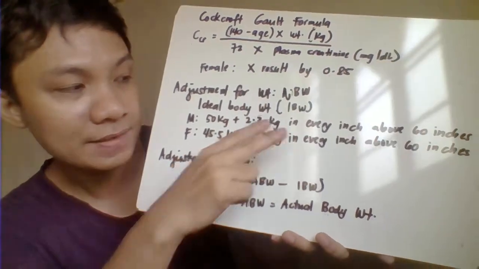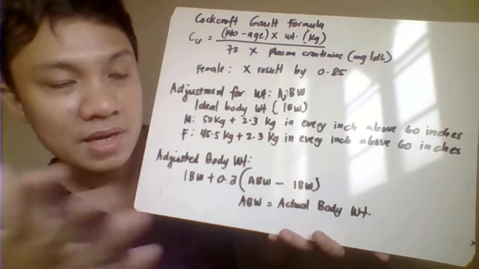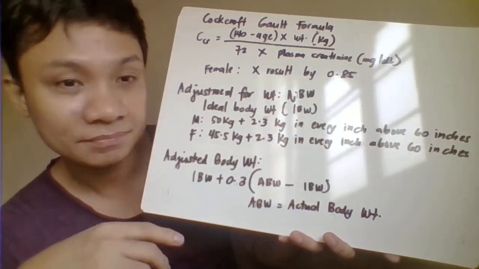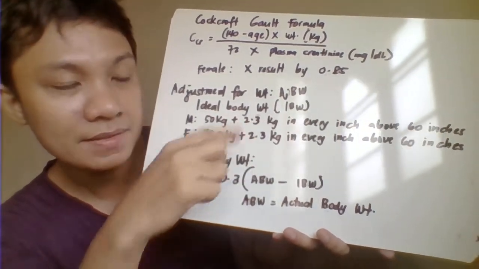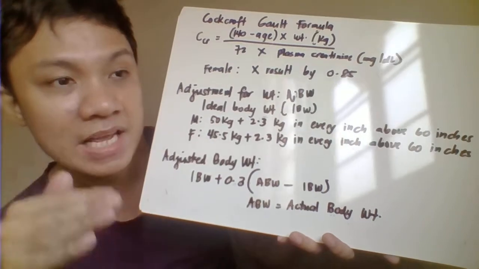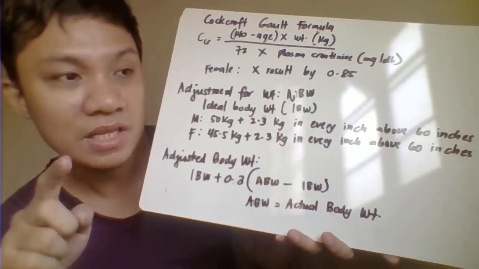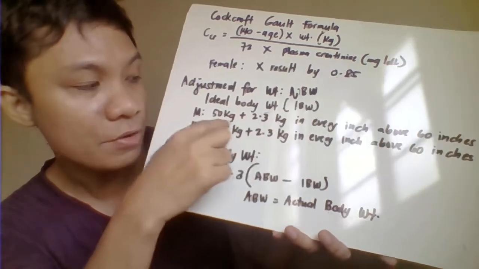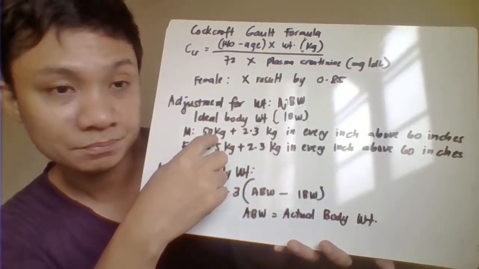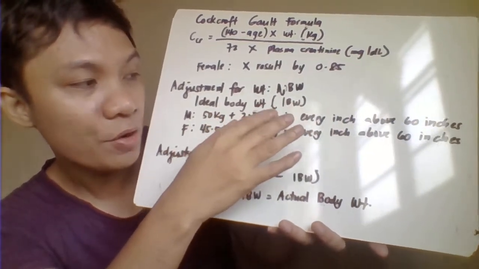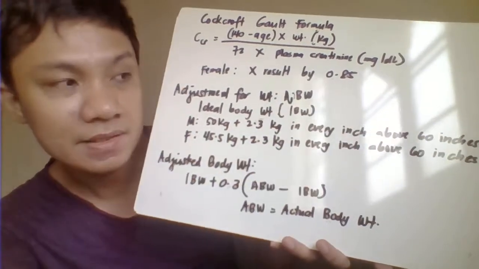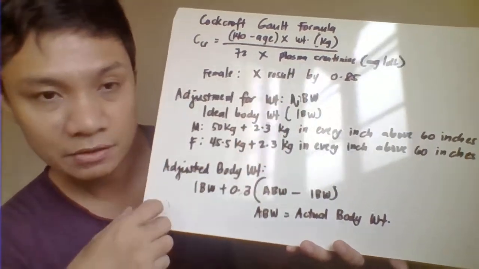So, let's say mga 62 inches ang height niya. Okay, mag-add ka ng 2.3 plus another 2.3. Basta in every 1 inch higher than 60 inches, then you need to add 2.3 kilogram to the 50 kilogram. Okay, so pag hindi siya more than 60 inches, then 50 kilogram lang.